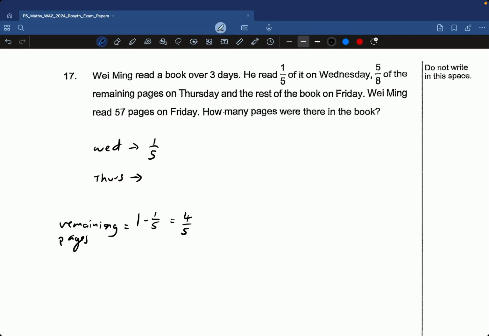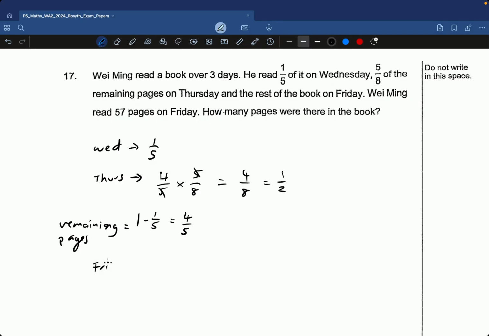But he didn't read 4 over 5. He read 5/8 of 4 over 5. So that means what we need to do is multiply. So let's calculate the Thursday one. 4 over 5 times 5 over 8. Okay. So cancel the 5. We have 4 over 8. We're going to simplify it. He read half the book.